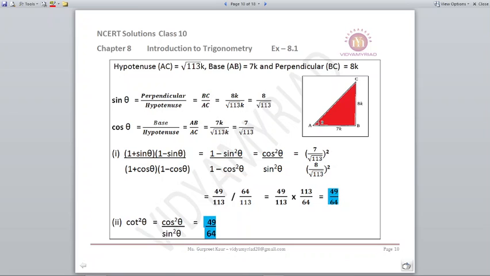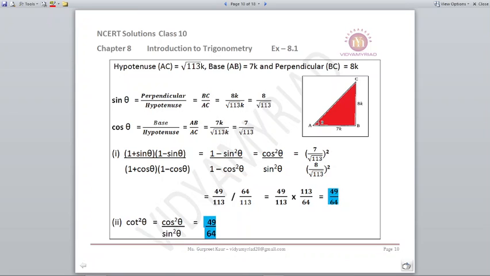Now remember, there is one rule that sin square theta plus cos square theta is always equal to 1. You need to remember this also. It is something new now. Sin square theta plus cos square theta is equal to 1. So what will be 1 minus sin square theta? It will be cos square theta. And 1 minus cos square theta will become sin square theta. So your new value will become cos square theta upon sin square theta.